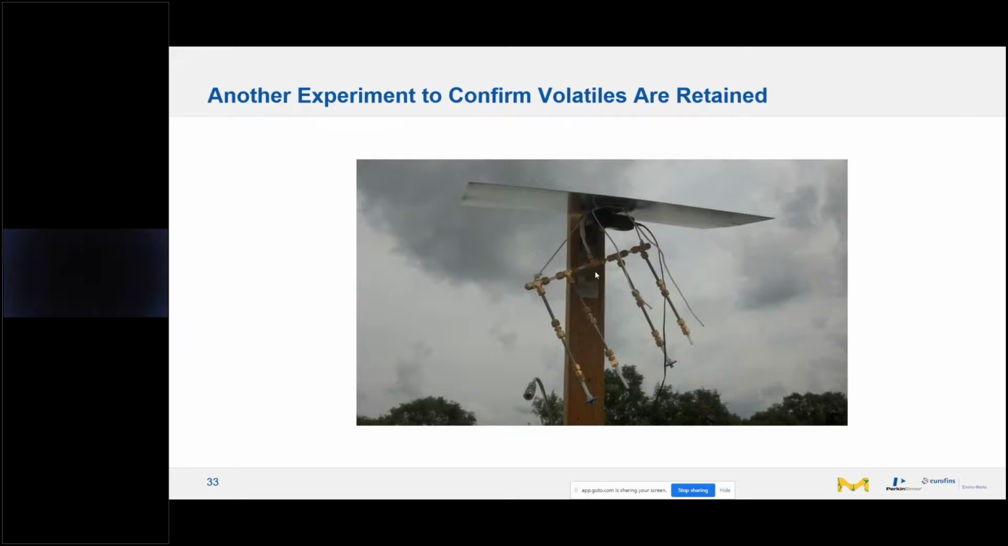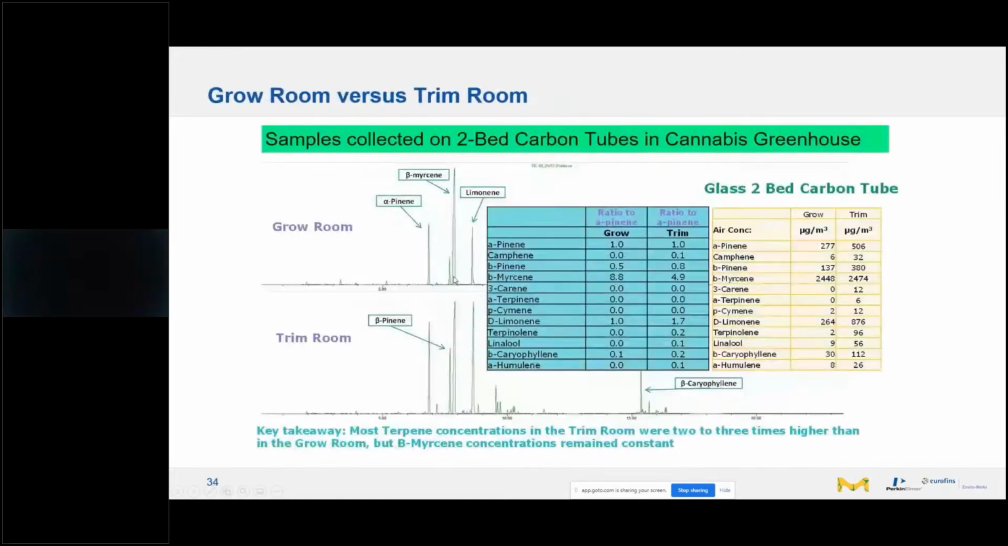But if you wanted to be sure, you could do this once and be sure. But again, the work has been done, and we will share. This is an example of the new tube from a grow room and a trim room, just to see the difference in concentrations of the terpenes from these 2 rooms.